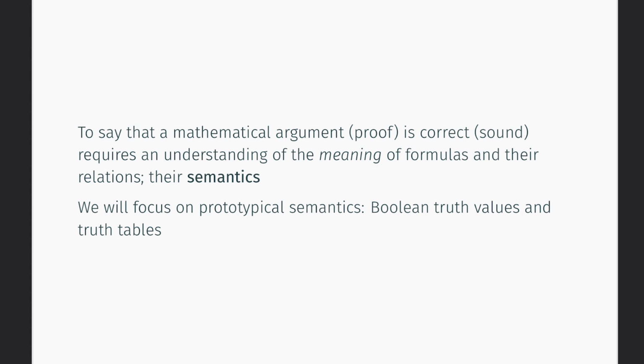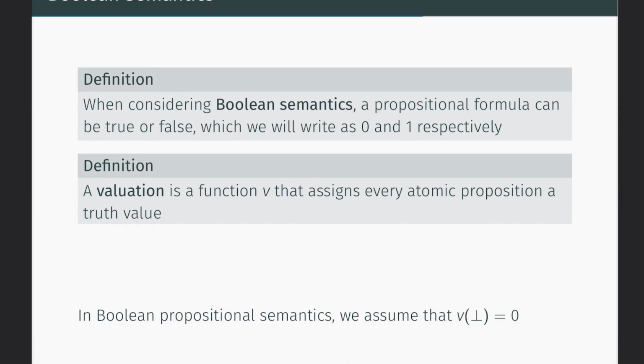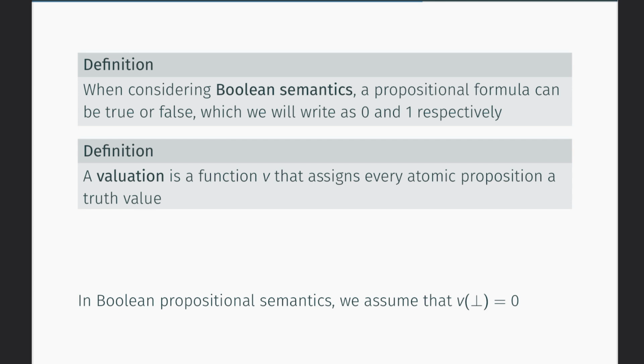So for example, in this case, we will focus on prototypical semantics, so Boolean truth values and truth tables, so true or false, two possible values. However, consider working with hardware circuits, where there might be noise that results in signals becoming disturbed, for example. Then we might also have a third value, so true, false, and don't know, simply because we can no longer derive what the signal used to be. When considering Boolean semantics, a propositional formula can be true or false, which we will write as 0 or 1 respectively.